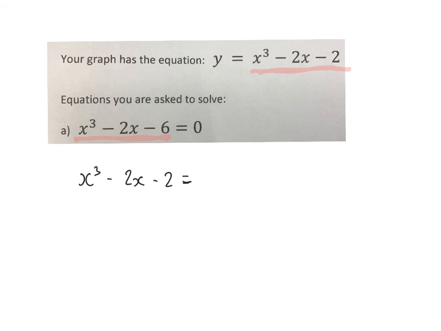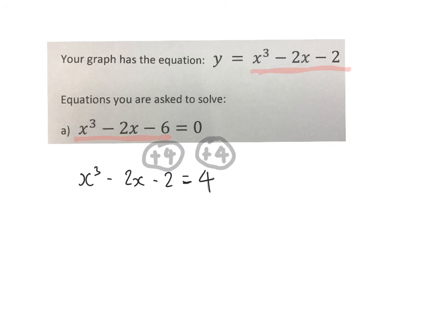And so a little bit of thought will help you recognise that we have to add the number 4. So if we add 4 on one side of our equation, we're going to add 4 on the other side too. So if we add 4 on the right hand side, we get the equation x cubed minus 2x minus 2 equals 4.